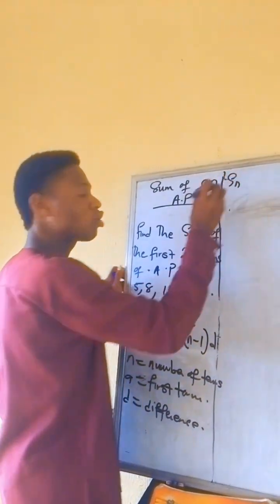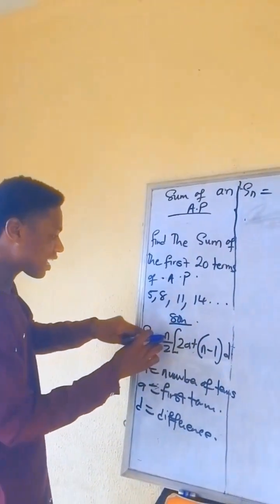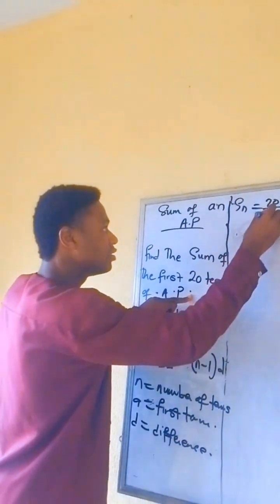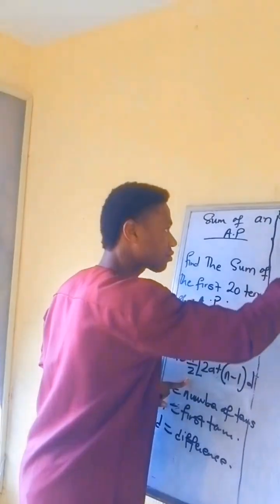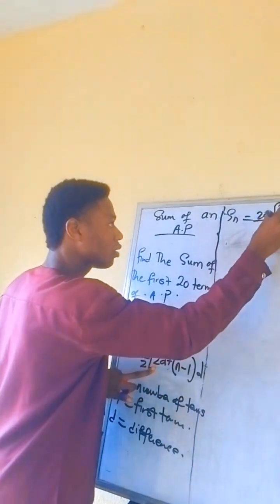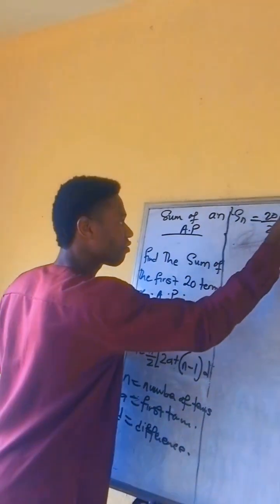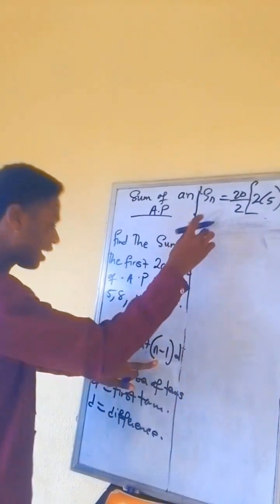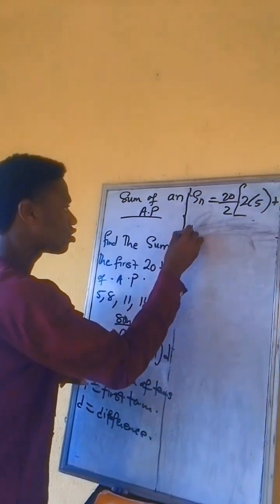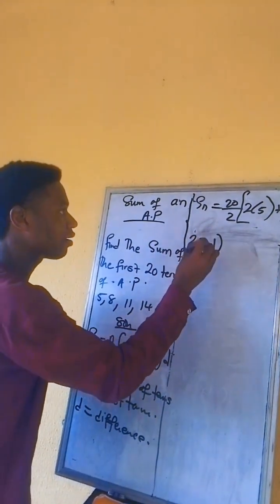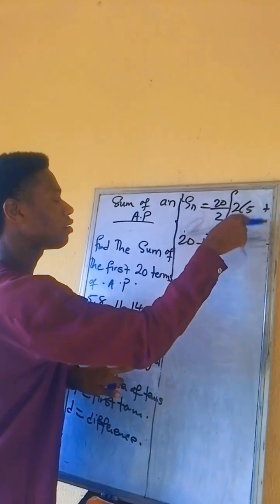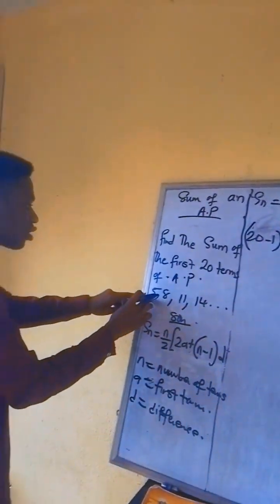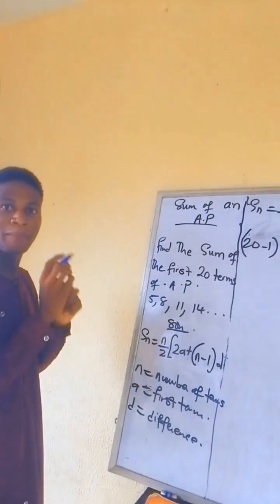We are looking for Sn, the sum of 20 terms, and this n is the number of terms, which is the 20 we are looking for. We put 20 all over 2. Are you following? Then bracket 2 times A. Our A is 5. Close bracket, then plus, let's follow. The n is 20, so 20 minus 1. Then D. Our D, 8 minus 5, is what? 3. I believe you are following.